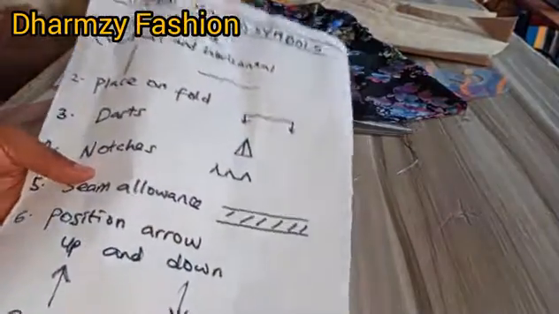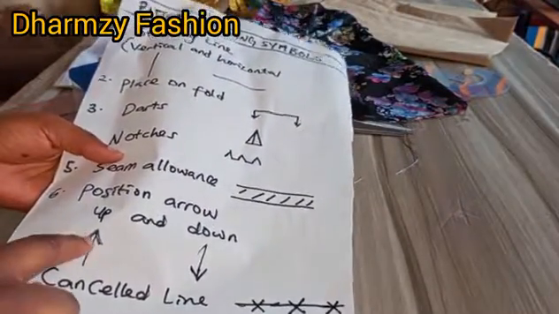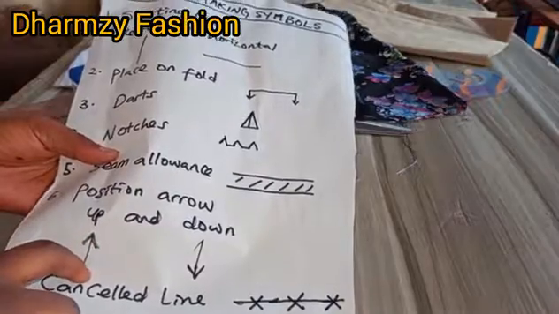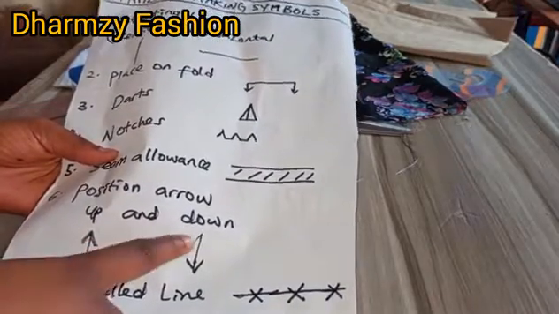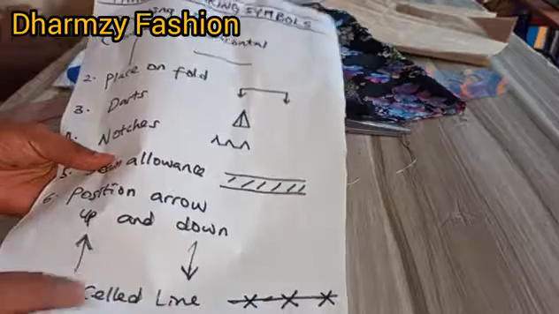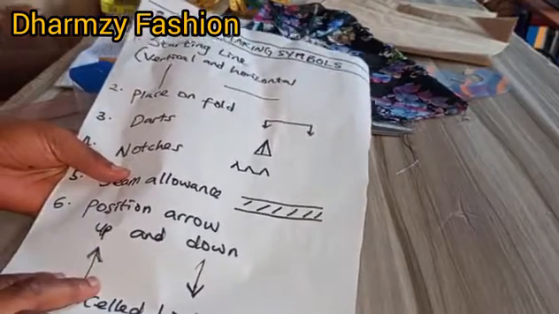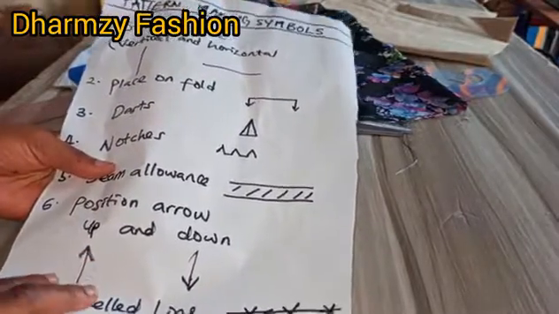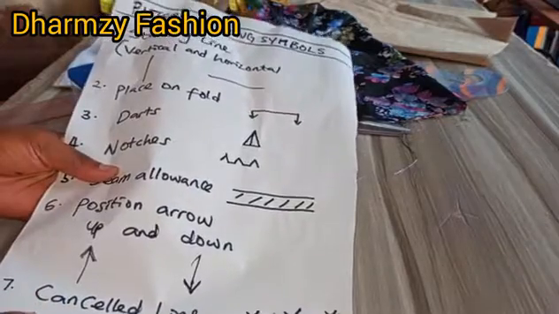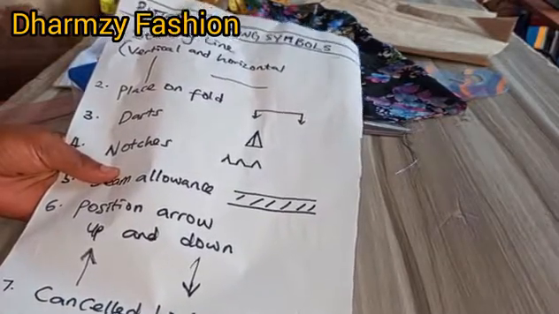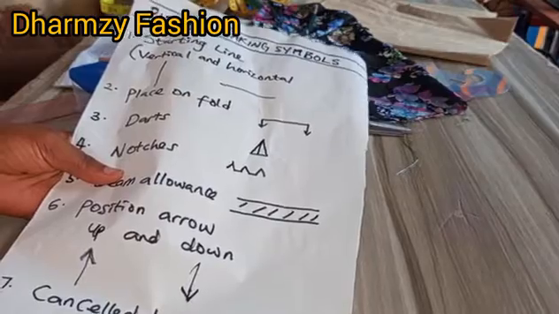Then we have what we call the position arrow. This is up. The arrow goes up. That means the cloth should be facing up. When the arrow goes down, that means it should be facing down. We use this especially during corset making. When you are making your corset and you are labeling, you label 1, 2, 3, 4, you label A, B, C, D in the corset parts.